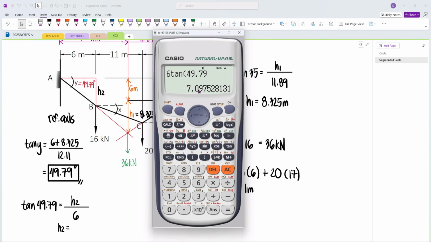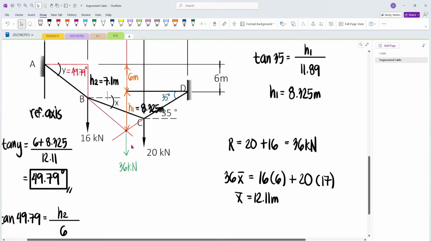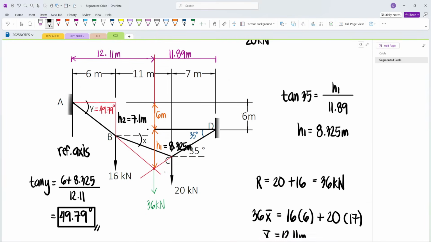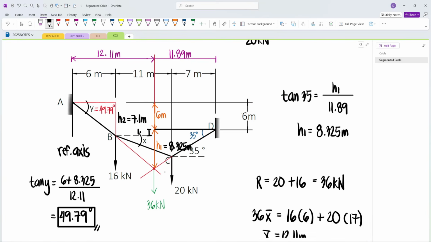Ayan. So we would get 7.1 approximately. Now, if this is 7.1, then we can solve this distance, itong maliit na distance na yan, from here going to point B. 7.1 yan. Ito naman, 6 meters. So, 7.1 minus 6, that will give us 1.1 meters. Ayan, 1.1 meters. So, yung next natin gagawin is from point B, we will extend our horizontal line.